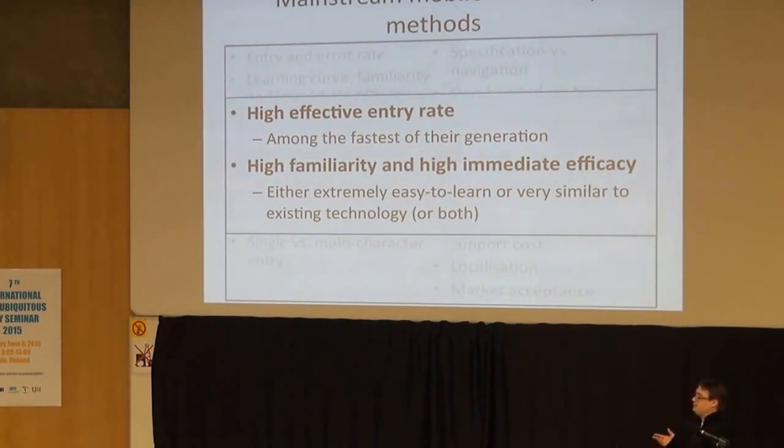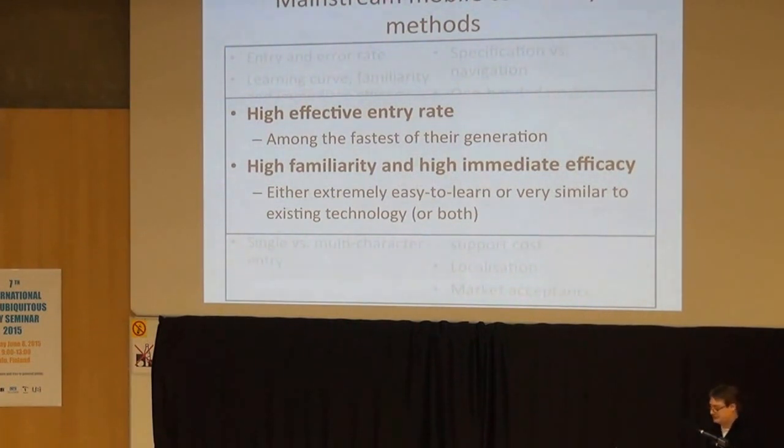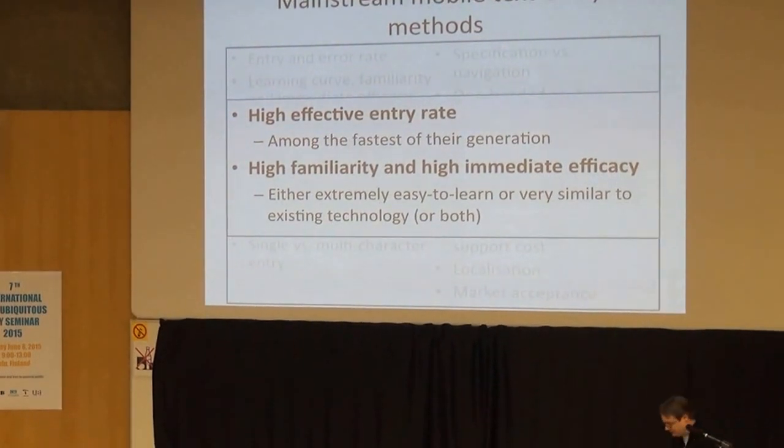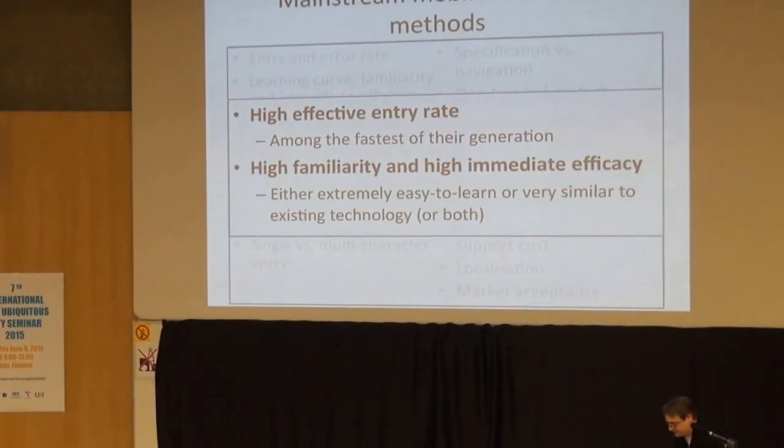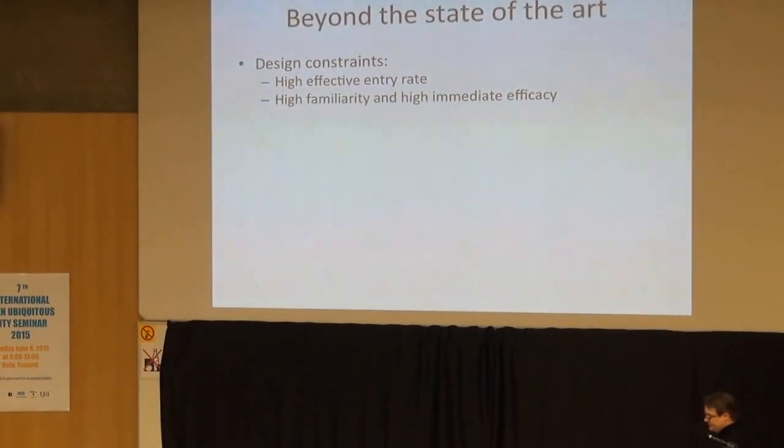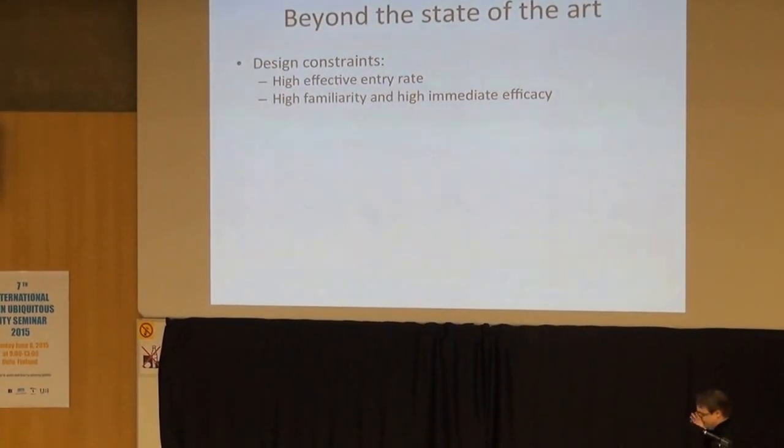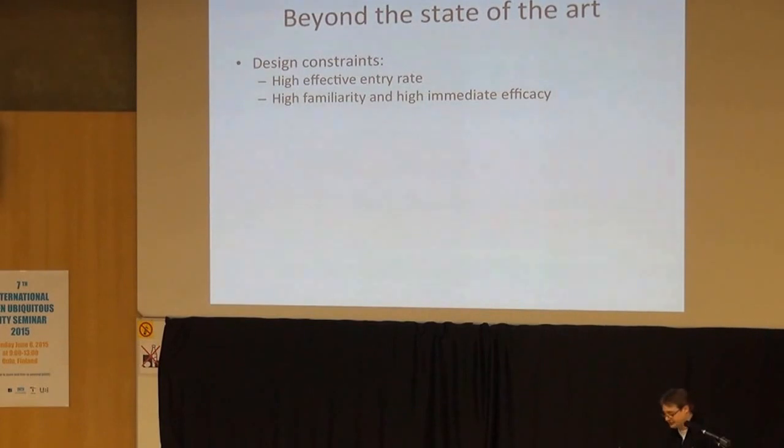So this is a bit of a problem, actually, because this suggests that basically we can do nothing, right? We're pretty much stuck where we are, and we can only take incremental steps, maybe with the exception of the gesture keyboard, which I still would say is quite incremental. We're still using a QWERTY keyboard. We're just changing the mode of interaction. So we have these design constraints, a high effective entry rate and high familiarity. So how do we go beyond the state of the art?